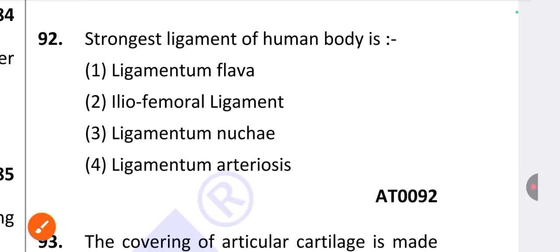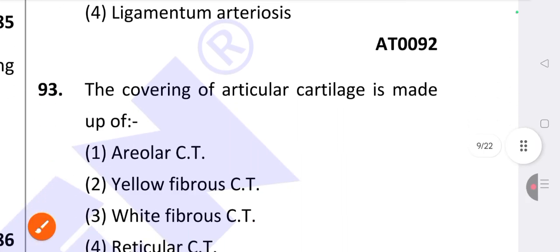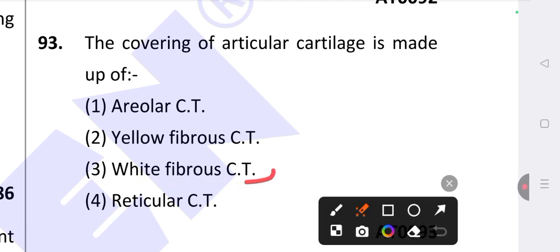Next 92nd question, strongest ligament of human body. So what is the strongest ligament? We can see that iliofemoral ligament is the strongest ligament. Next 93rd one, the covering of articular cartilage is made up of. So the covering of articular cartilage, it is made up of white fibrous connective tissue.